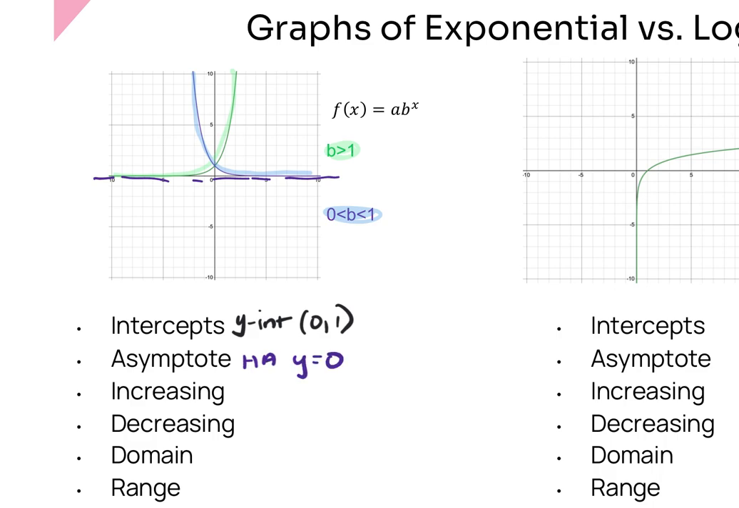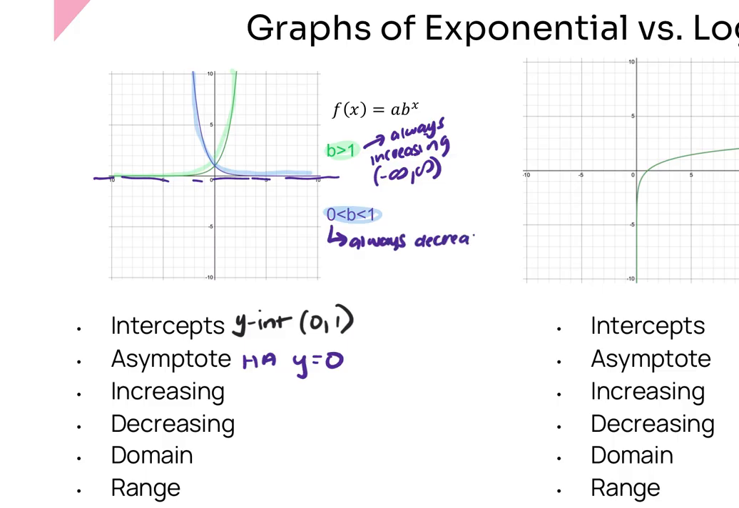Okay, now it gets a little bit different. So for an exponential function, it is always increasing or always decreasing. So let's go with the green one, where b is greater than 1. What's true about the increasing behavior? It's always increasing. So it'd be increasing from negative infinity to positive infinity. But the blue one, is there any point on that blue curve where it's increasing? No. So it's always decreasing.